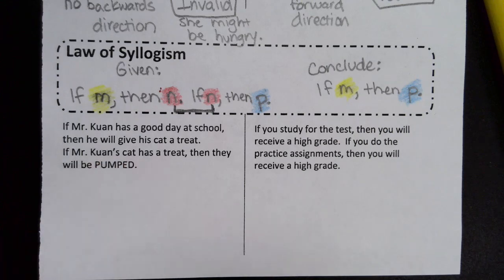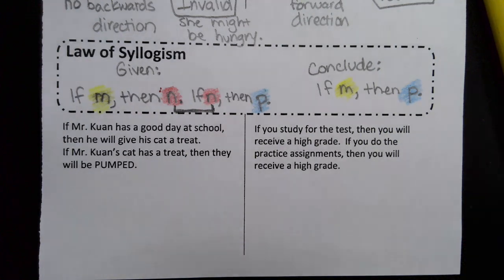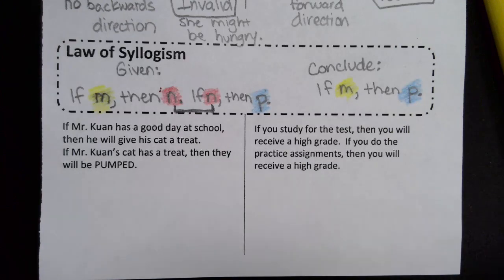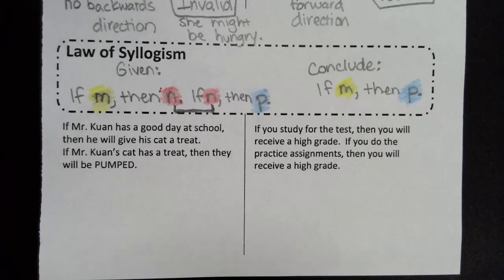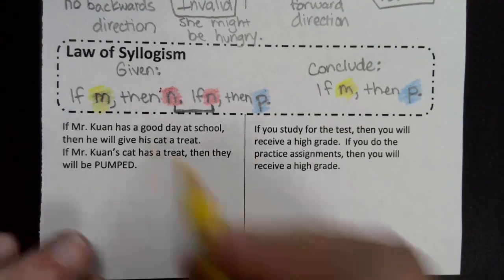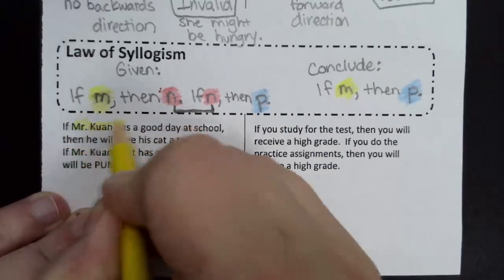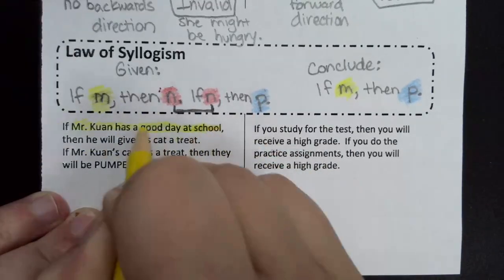All right, so if Mr. Kwan has a good day at school, then he'll give his cat a treat. If Mr. Kwan's cat has a treat, then they will be pumped. I couldn't remember if it was a boy or girl, so I used they. Okay? But then the cat will be pumped. So let's color code it. What is my first hypothesis? Where does this story start? Good. Mr. Kwan has a good day. I'm going to do that yellow just like it does with that first part.